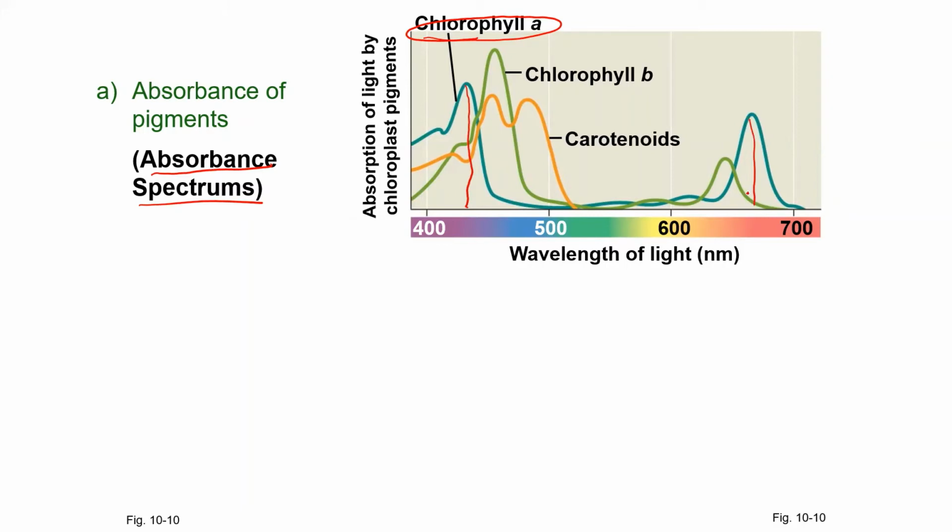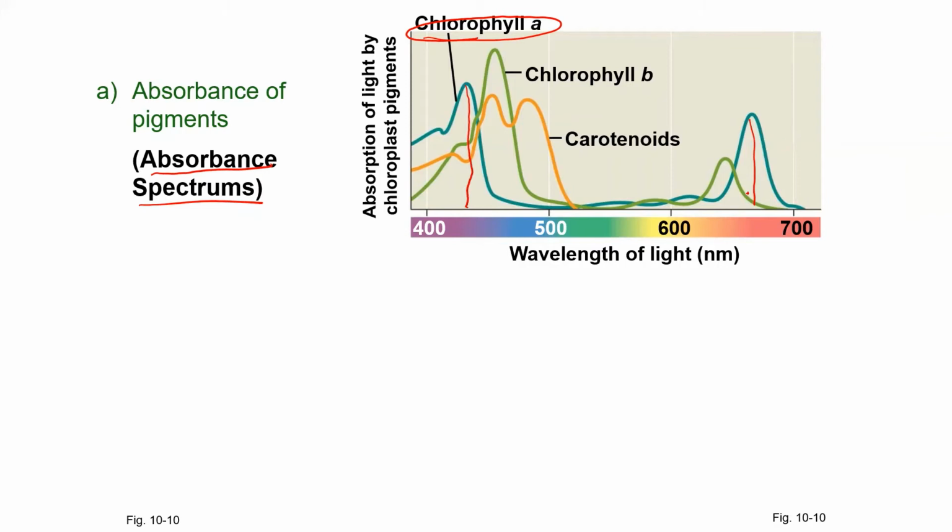So chlorophyll, and this is also true for chlorophyll B, absorbs really well in the blue and red regions, and not really well in the green part of the spectrum. So what does that mean? It means that if it's absorbing those colors, then green is what's left over. And that's why chlorophyll looks green.